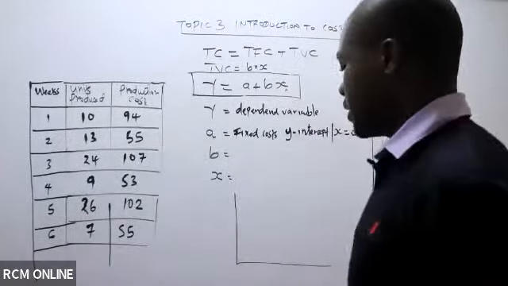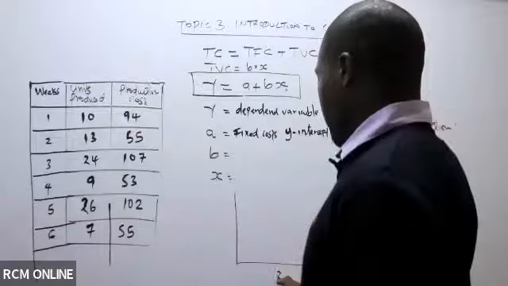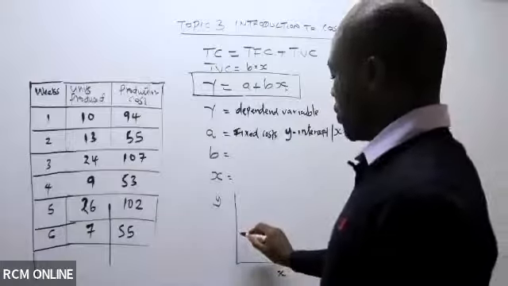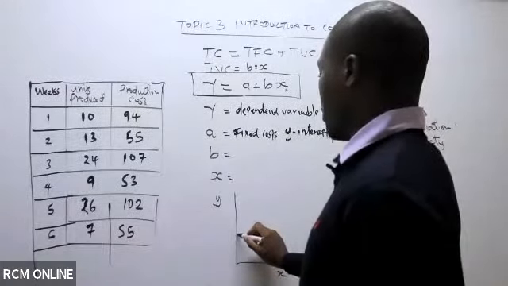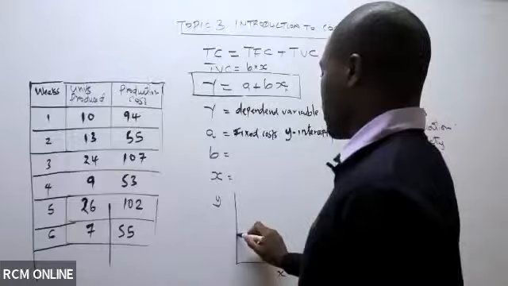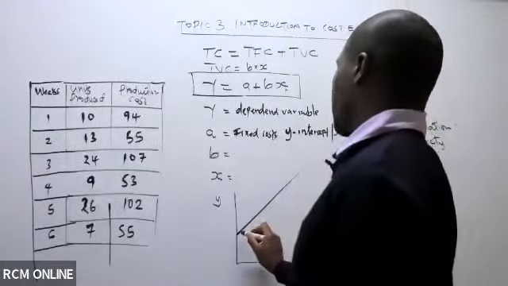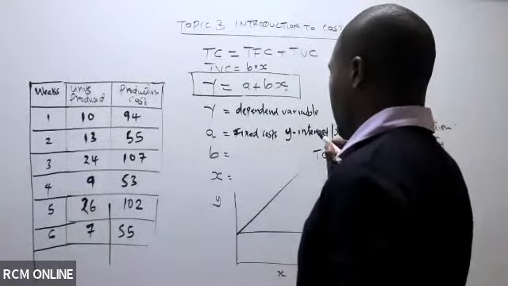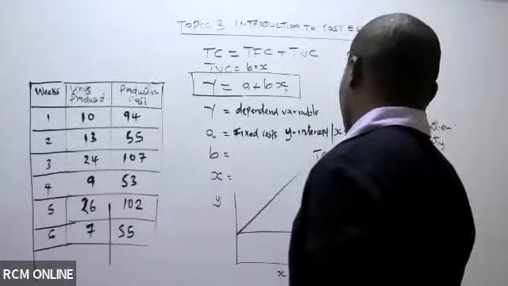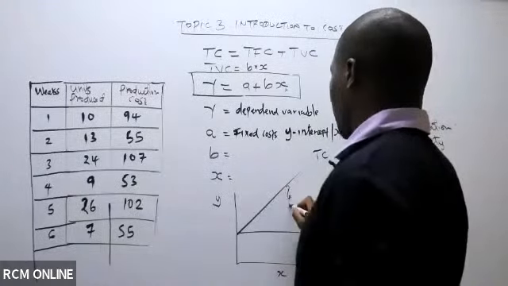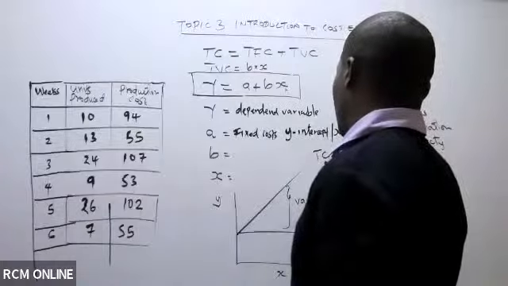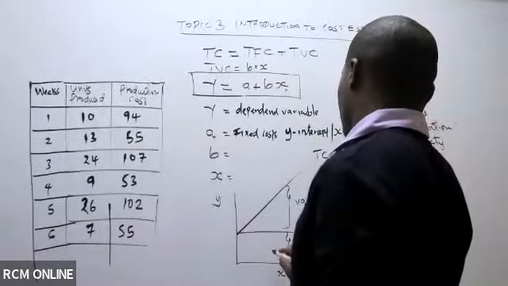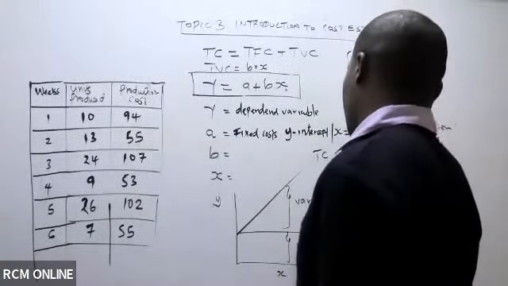If you are to have that curve in place, with activity level on the X axis and cost on the Y axis, we have total cost. You'll find that your total cost will be starting from this particular point. So this is the total cost curve. This is total fixed cost, and this portion is the variable cost. We are going to use this again in topic number 8 under CVP analysis.